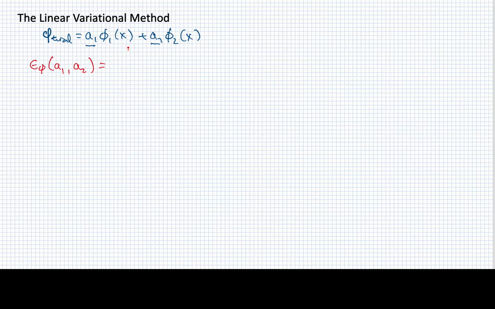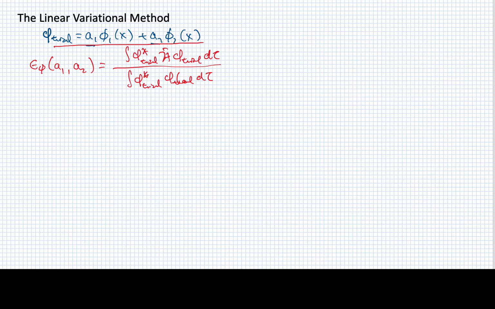So when I write this out as an integral of phi trial h phi d tau and divide this by phi star trial phi d tau, this will be our energy expectation value. And if I write phi trial as a linear combination this way, you can see where the A1 and A2 are going to come into play. So let's figure out what these different parts will give us. So first, the numerator part.